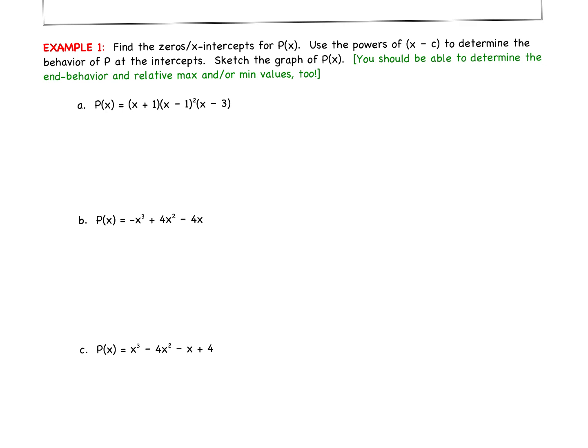Here's how we're going to start. Zeros, remember, means that the output is 0. So the first thing that we're going to do is set the output equal to 0. Okay, do not do extra work. This is already factored for you. Don't multiply anything out. So what you're doing is you're setting each of those factors equal to 0.